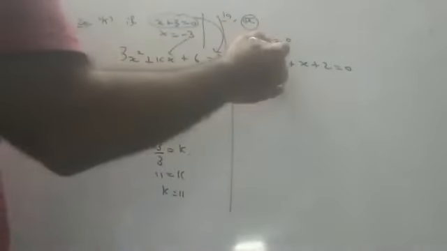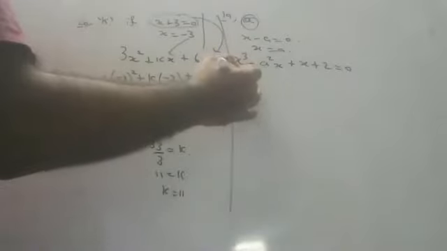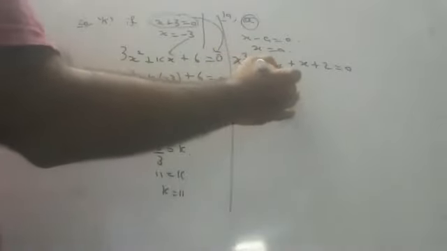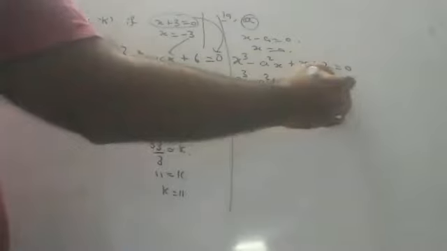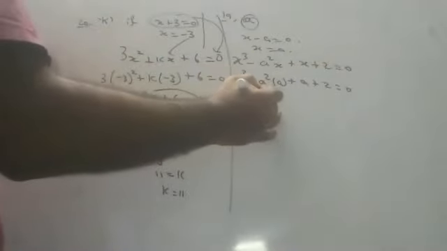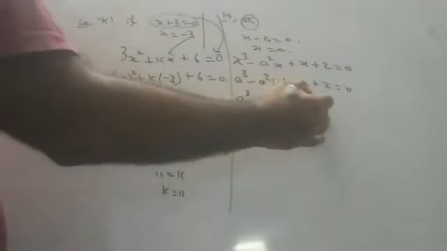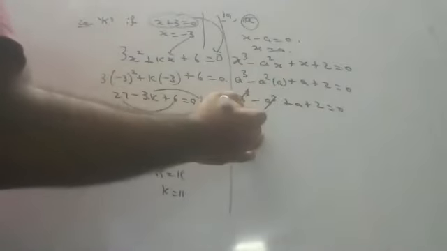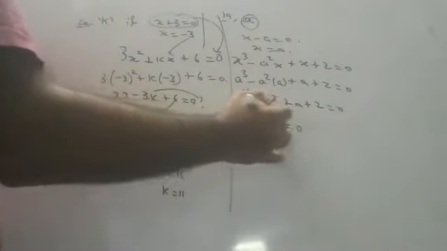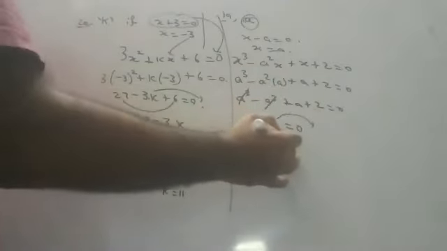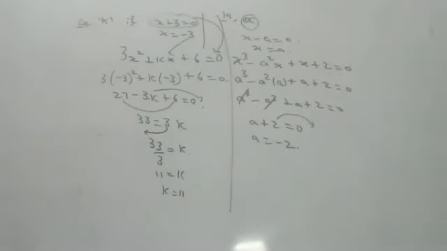Okay. So substitute x is equal to a. a cube minus a square into a plus a plus 2 is equal to 0. a cube minus a cube plus a plus 2 is equal to 0. a cube minus a cube gone, a plus 2 is equal to 0. 2 comes here, a is equal to minus 2. Okay, children? This is 19th sum.